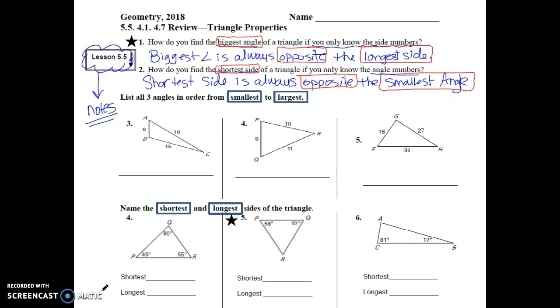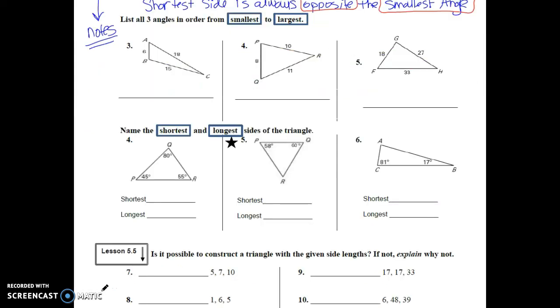We're going to use that on this first chunk of questions right here. Specifically, we're going to talk about question number 5. Question number 5 is an angle problem, and you do need to find the shortest side and the longest side of the triangle. If you notice in question number 5, we don't know all of the angles, and so you must know all angles before making any decisions.